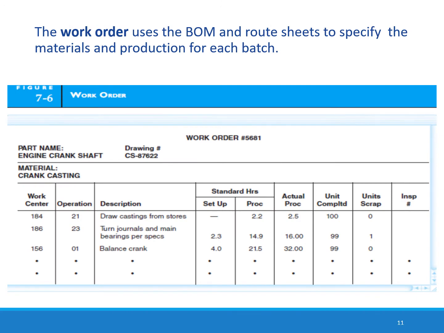Okay, so then we have the work order. Work order is using the BOM, the bill of material, and the route sheets to specify the materials and the production for each batch. So we can see here we have the work centers, we have the operation code, as well as the description, we have the information that we have from the route sheets. We have the actual production, units complete, and so on. So that's what the work order is all about.